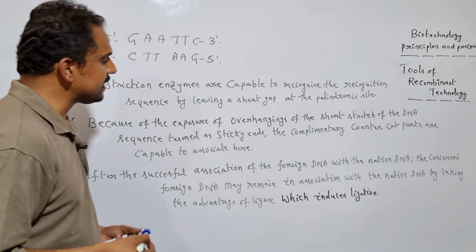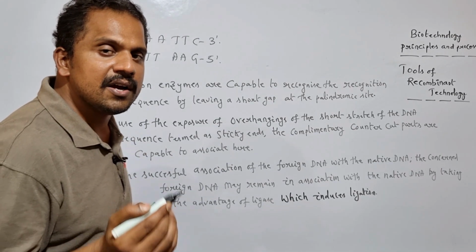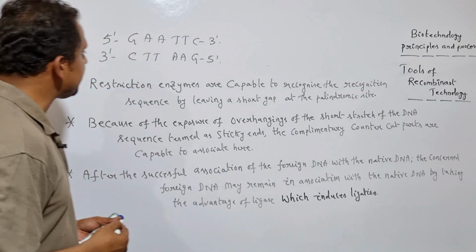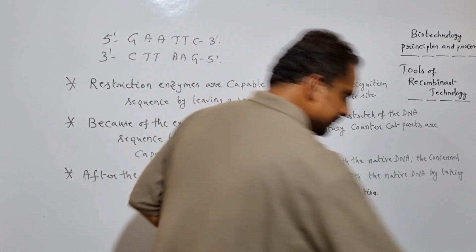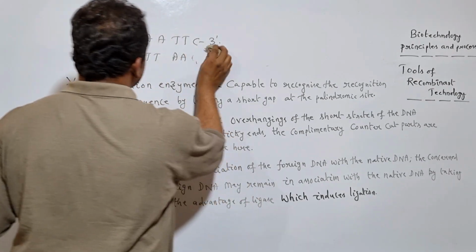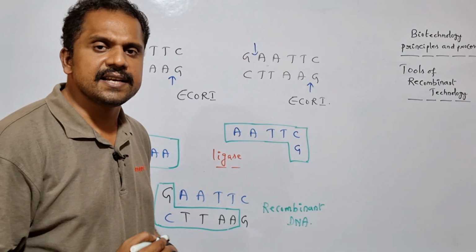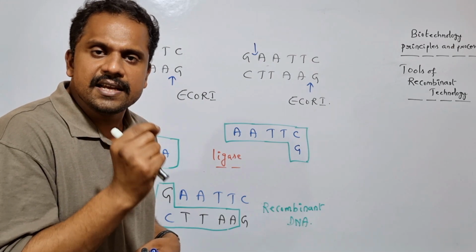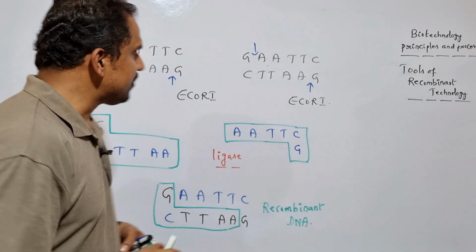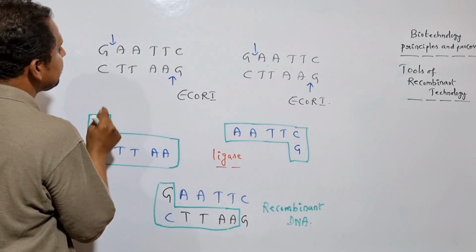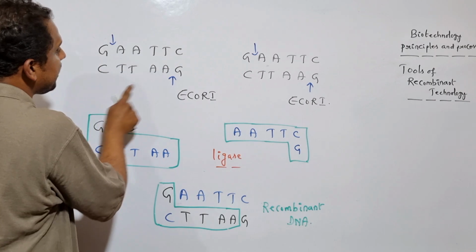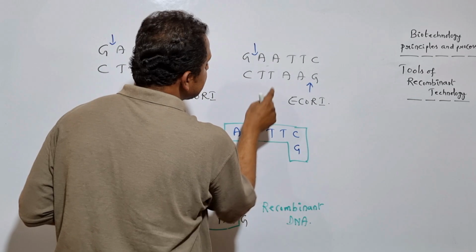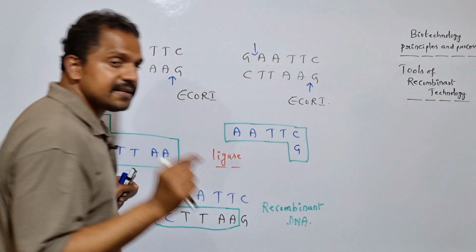So here, in order to understand this particular concept, here we can take the advantage of one of the diagrammatic presentation which has mentioned in your NCERT. Is it clear? So let me arrange the things here. So as already mentioned, the specific restriction enzymes, they are capable to recognize the concerned recognition sequence by leaving a short gap at the concerned palindromic site. So if you look at here, the cleavage of the DNA sequence has took place by leaving a short gap at the concerned palindromic site. Then in the same way, the cleavage of the DNA sequence has took place by leaving a short gap at the concerned palindromic site.